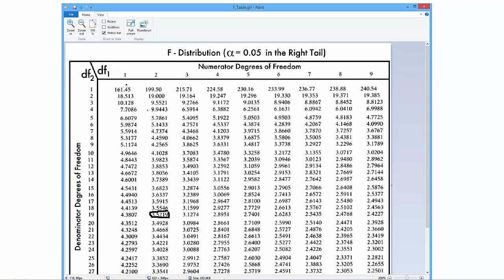And so here we have 1 degree of freedom and 6. So right there, the intersection of 1 and 6 degrees of freedom is 5.9874. I'll just round it to 5.99. So that's where I got the 5.99 value to plug into the confidence interval.